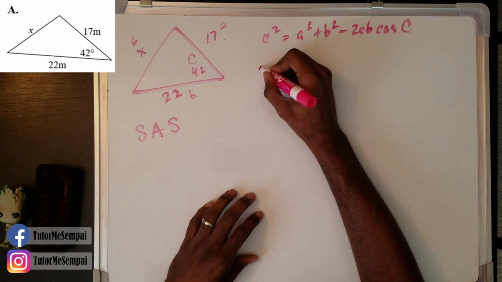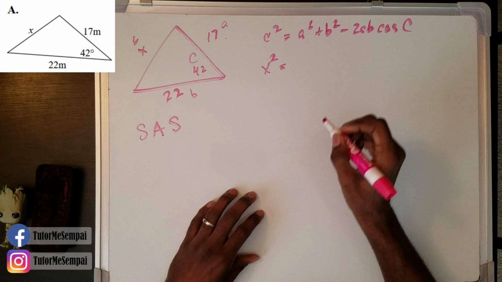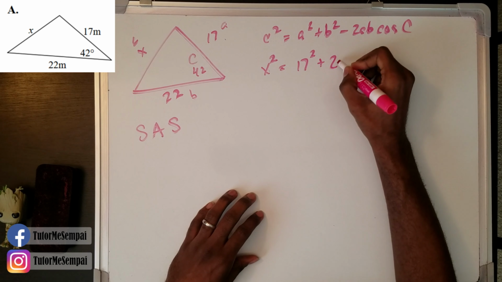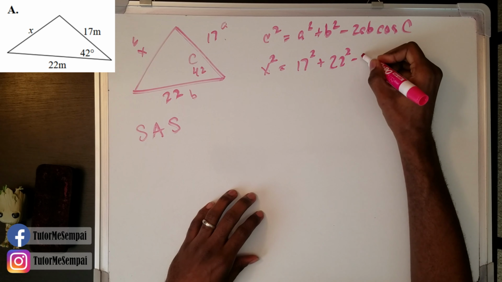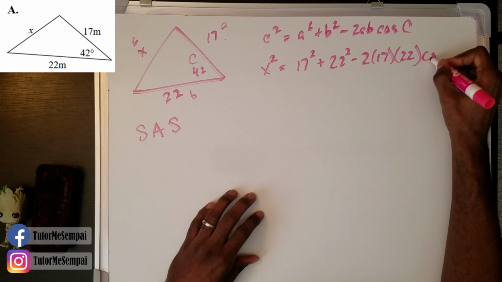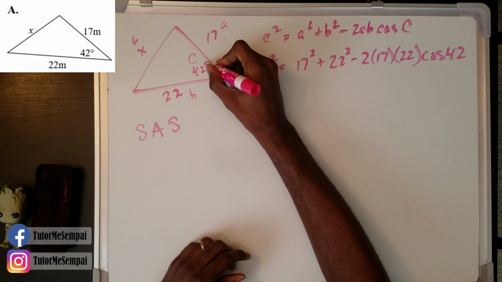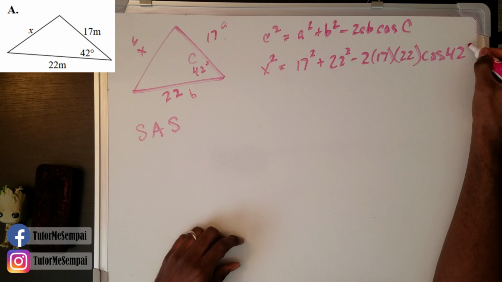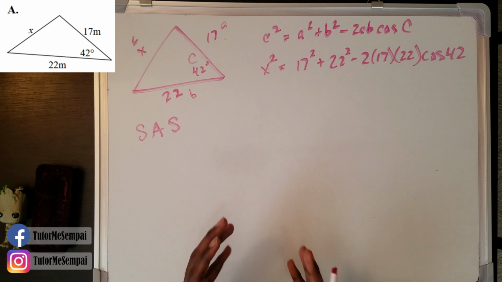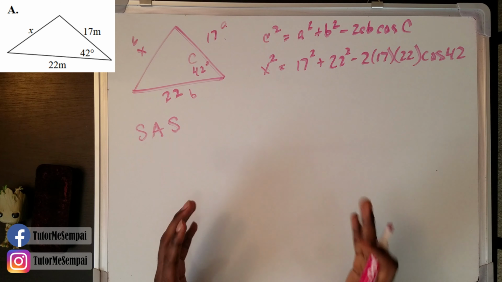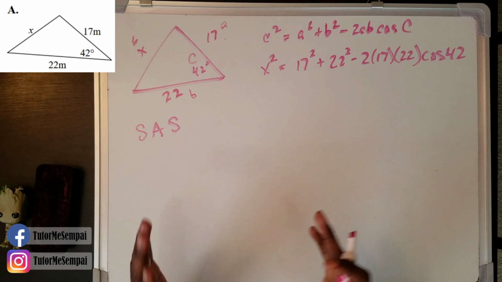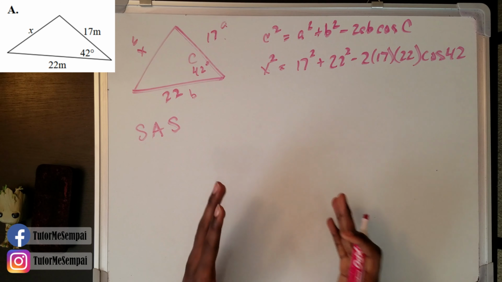So now that we have our triangle labeled, let's plug everything back into our formula and see what we get. So we have x squared equals a, which is 17, squared plus b, which is 22, squared minus 2 times 17 times 22 cosine of 42. And this is 42 degrees. I'm not going to put the degrees here because I don't want to keep writing that, but know that this is 42 degrees. And when you plug this into your calculator, it should be in degrees. Don't have it in radians. You're not going to get the right answer. We're dealing with degrees here, so make sure your calculator is in degrees.